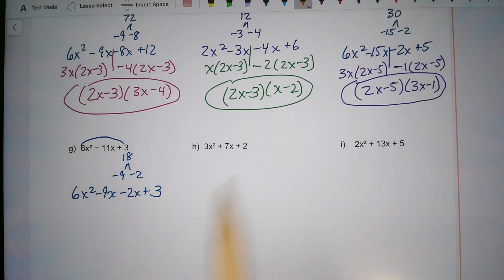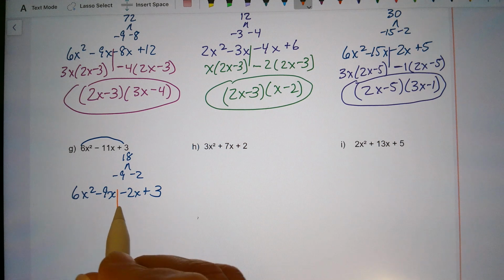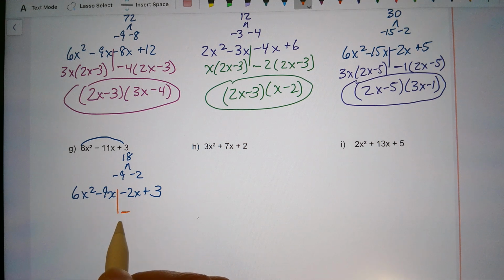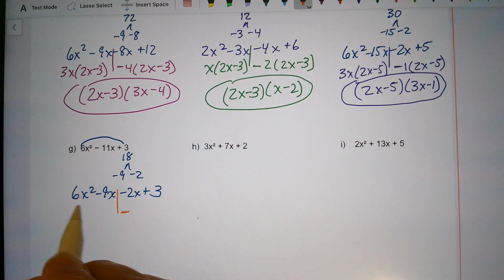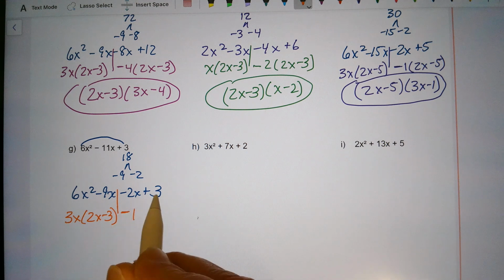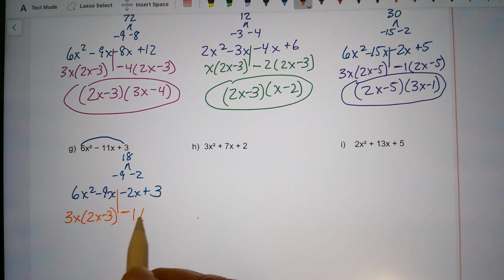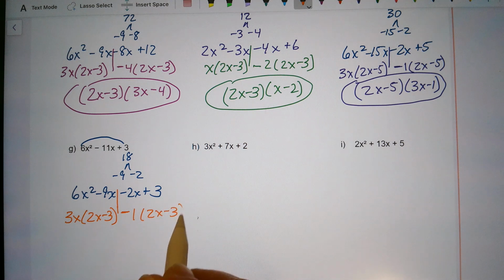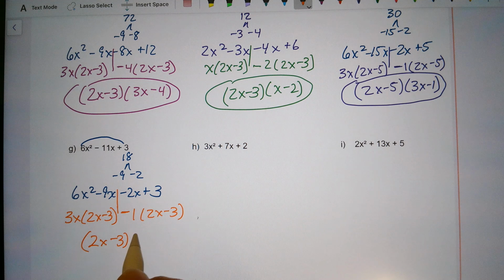4 terms. Split the first 2 and last 2. Write down the operator. Take out the GCF of the first 2 terms. And the last 2, they just have the 1 in common. And again, you're taking out a negative 1. So 2x minus 3 is one binomial factor, and 3x minus 1 is the other.